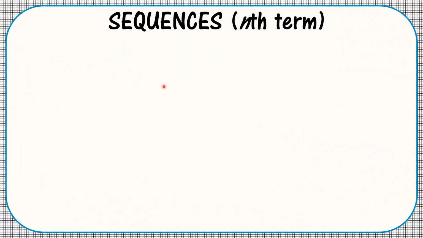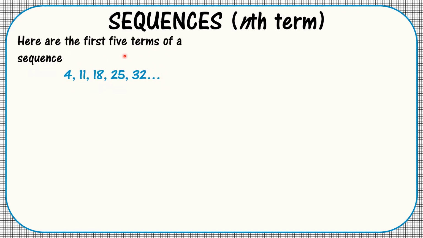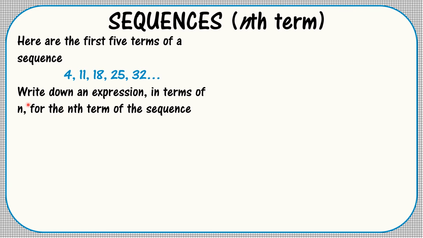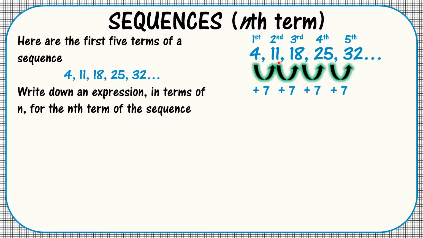Okay, let's go through a few more examples. Here are the first 5 terms of a sequence: 4, 11, 18, 25, and 32. Write down an expression in terms of n for the nth term of the sequence. As we have done previously, we will lay it out like this. How do you get from 4 to 11? You plus 7. How do you get from 11 to 18? You plus 7, so on and so forth. So this 7 is the number you put in front of n. So it's 7n. We find the 0th term.